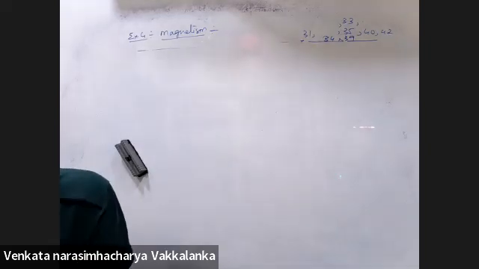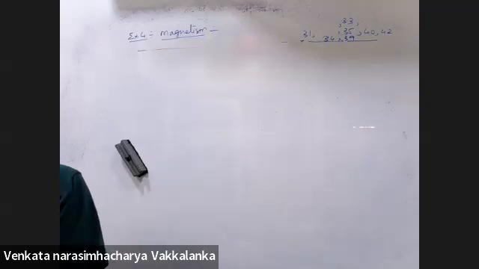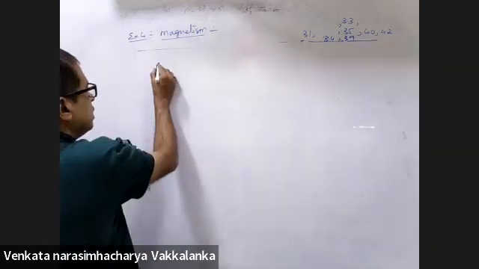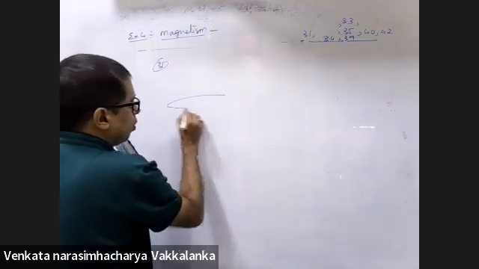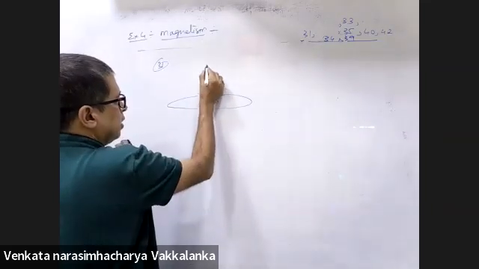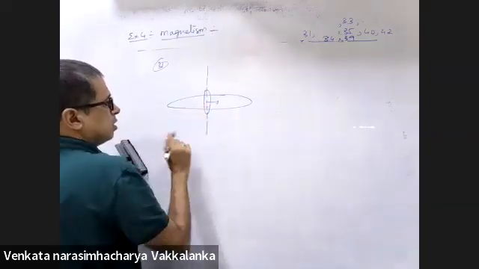A coil of radius R carries I1, and another coil of radius small r, much less than capital R, carries I2. The planes of the two coils are mutually perpendicular, and they are free to rotate about a common diameter. Find the maximum kinetic energy of the smaller coil when both coils are released. One coil is kept this way, another coil is kept this way. They are free to rotate about this axis.